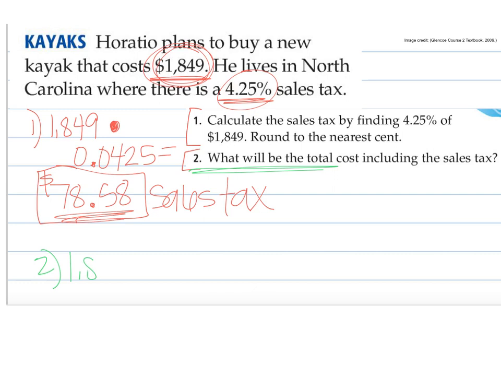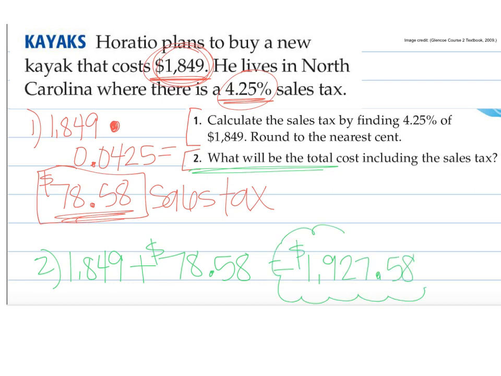So then we do 1,849 plus 78.58, and I get 1,849 plus 78.58 is $1,927.58. And definitely be using your calculator on these. That will help speed it up, and it will make sure that you are getting more correct answers as you calculate.